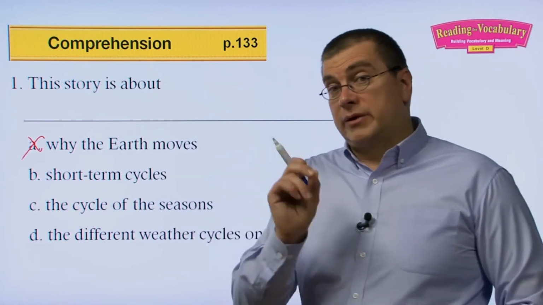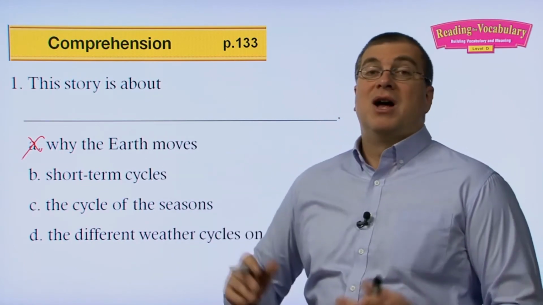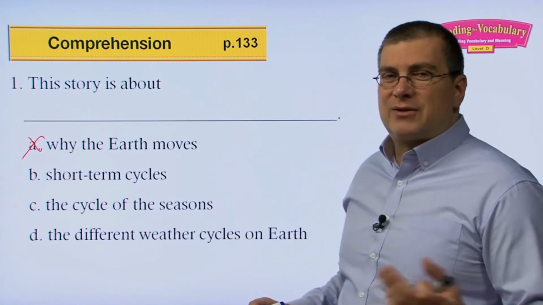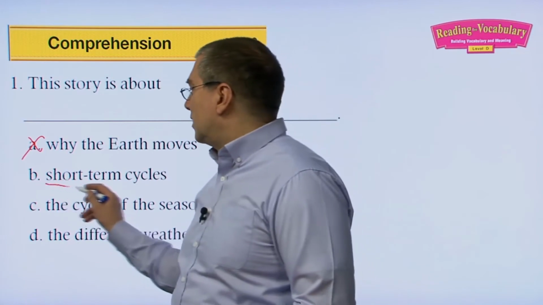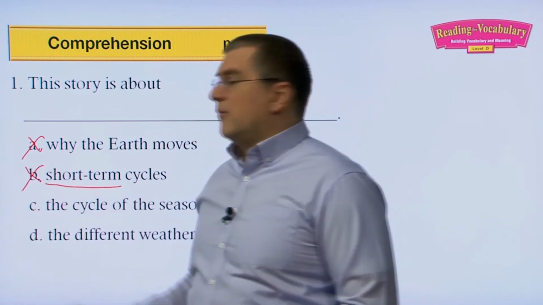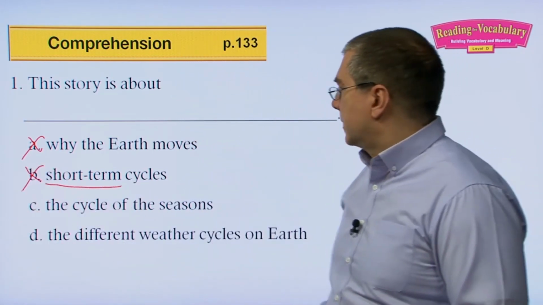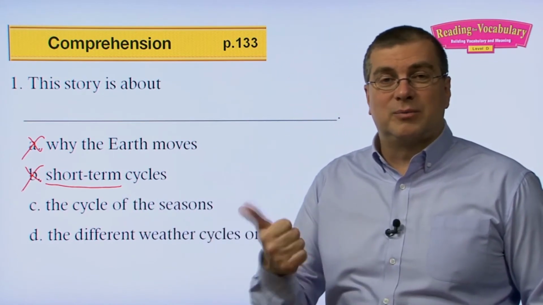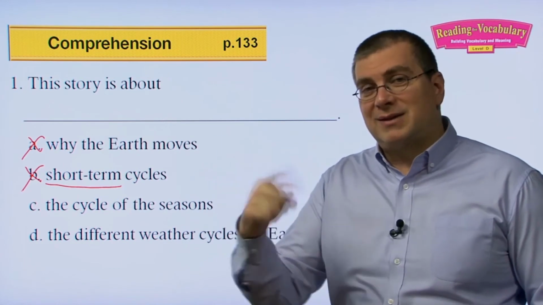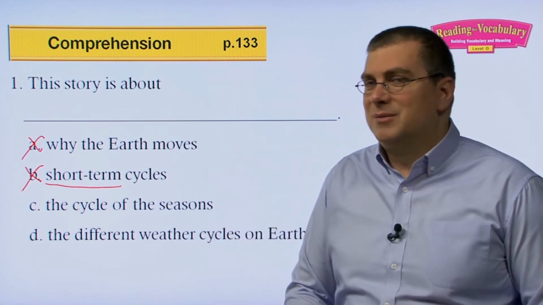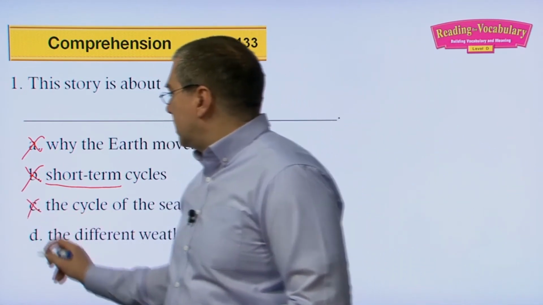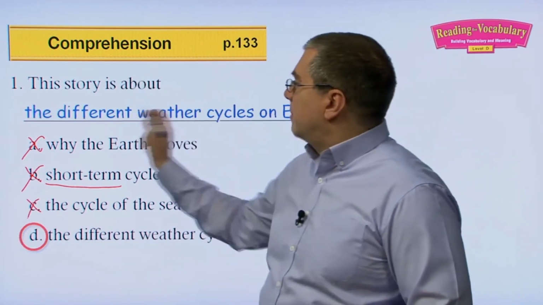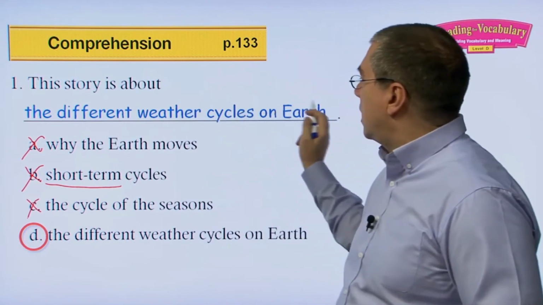Did we talk about short-term cycles? No, we're talking about millions of years and even cycles that last for 11,000 years. Those are not short-term cycles. We're talking about very long-term cycles. Are we talking about the cycle of the seasons, spring, summer, fall, winter? That 12-month cycle? No, we're talking about the different weather cycles on Earth. So this story is about the different weather cycles on Earth.